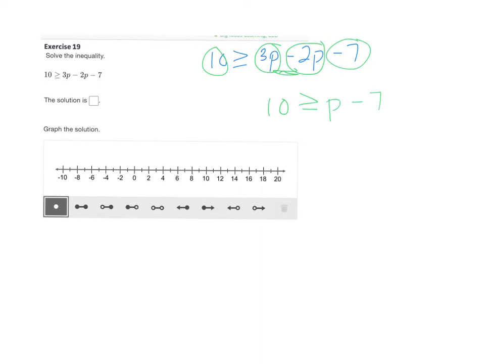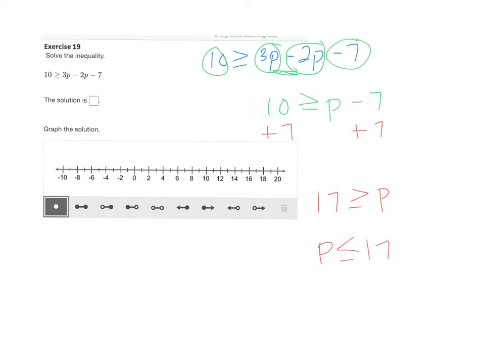Now, I'm going to use inverse operations to get rid of that minus 7. I'm going to add 7 to both sides. I get 17 greater than or equal to p. Now I got to flip it. I'm going to have p less than or equal to 17.